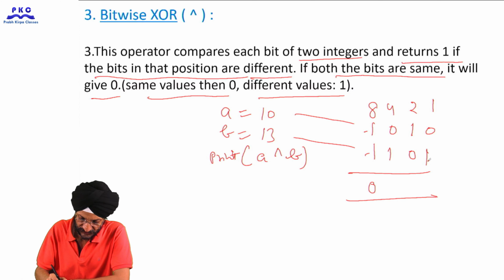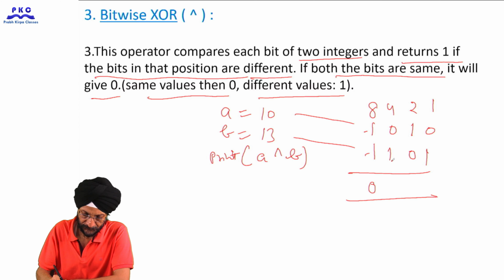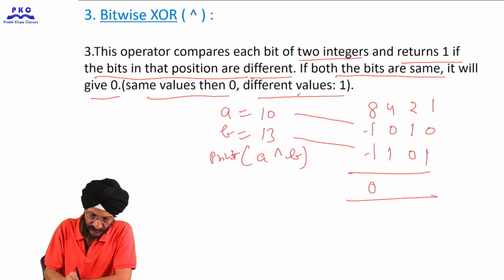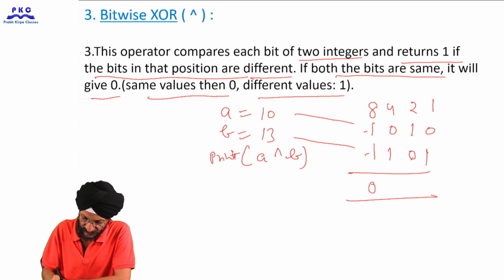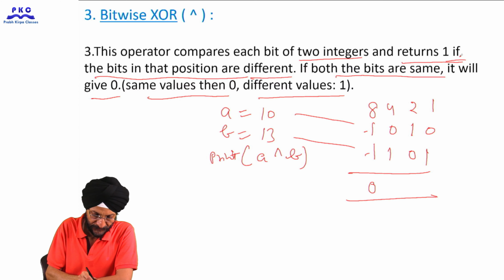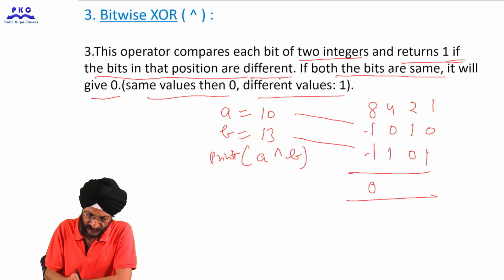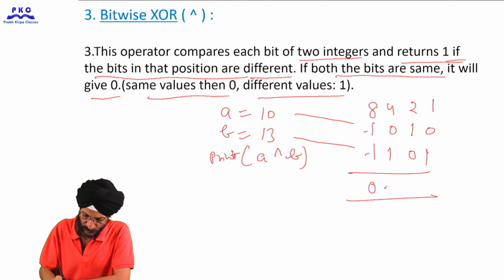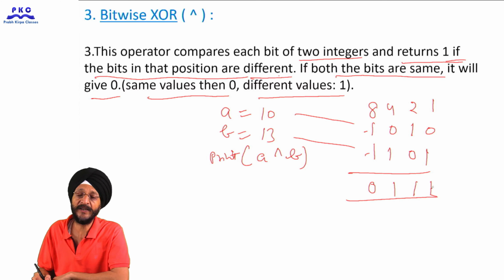Now in case of the other, the bits are different. Different values are there: 0 1 1 0 0 1. If the bits in that position are different, it returns 1. So in here we will write 1.